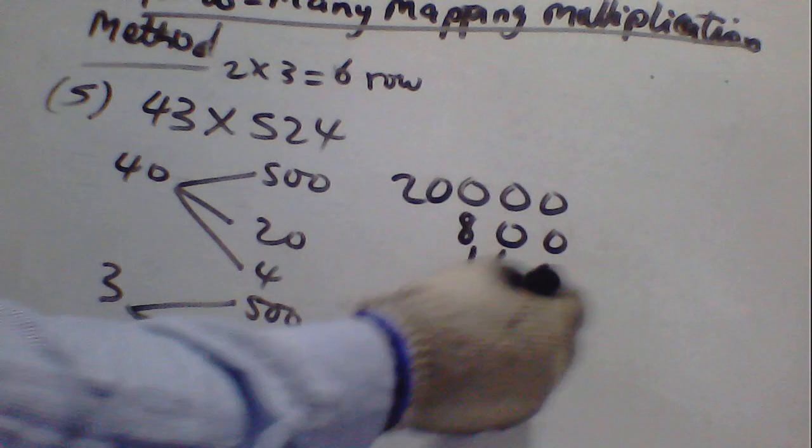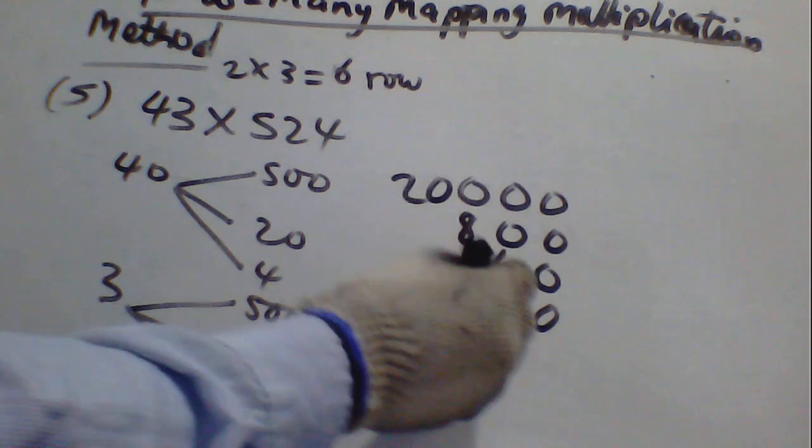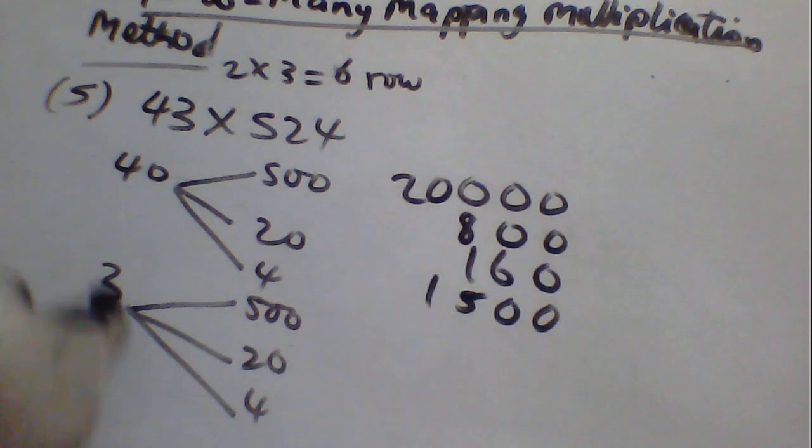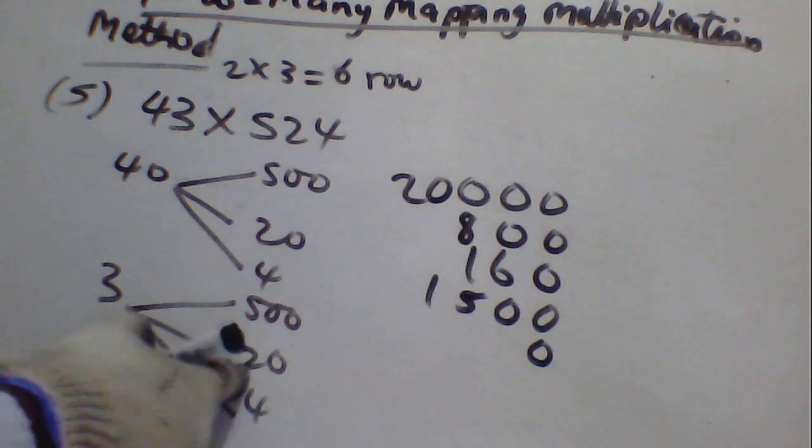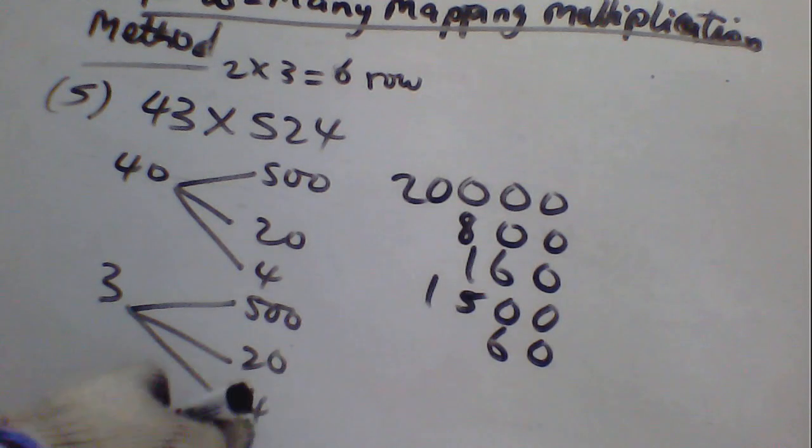There's 2 zeros here, I can write it down. 3 times 5 will give us 15. There's only 1 zero. 3 times 2 will give us 6. 3 times 4 will give us 12.